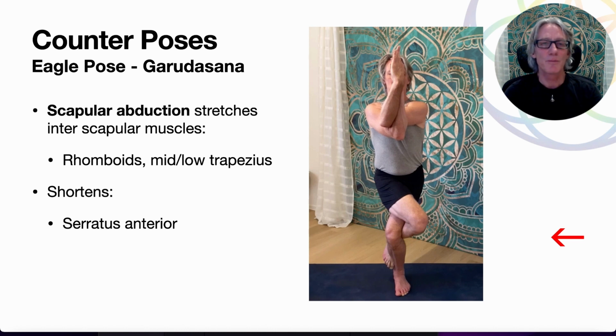So we have eagle pose. I'm mostly concerned about the arms in this pose. Basically, the shoulders are going into protraction or abduction, and that's going to put a nice stretch into your mid and low trapezius and your rhomboids, and your serratus anterior on the front is going to shorten. So it's good to take those muscles through range of motion after you do a down dog.